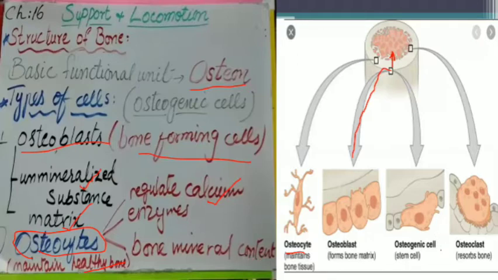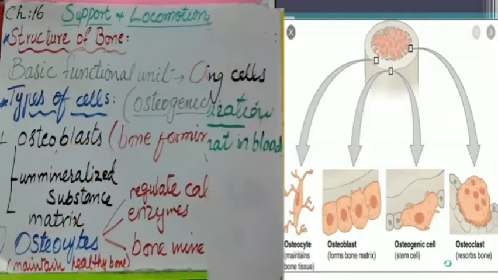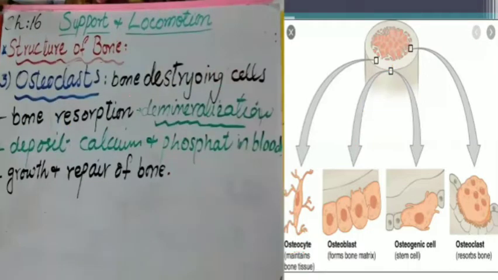Third type of bone cells are called osteoclasts. Osteoclasts are the cells which resorb bones. If we discuss here, osteoclasts are bone destroying cells, and they are bone destroying cells because they have the bone resorption function. It means they do demineralization of the bones. They deposit calcium and phosphate ions in the blood, and they help to maintain the growth and repair of the bones.